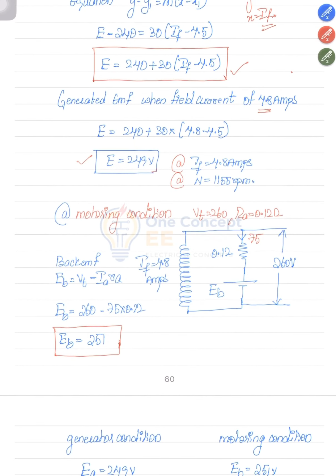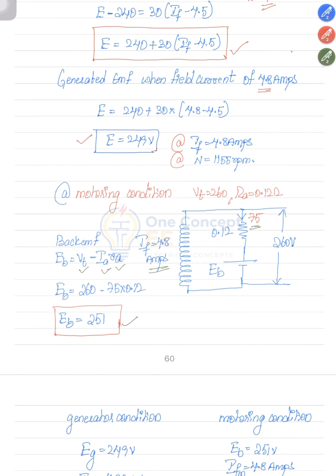Now, if this machine is operating in motoring condition, it is taking an armature current of 75 amps. Here it is taking an armature current of 75 amps and a field current of 4.8 amps. We already know we can find the back EMF, Eb equal to Vt minus Ia Ra. The terminal voltage is 260 volts, the armature current is 75 amps, and the armature resistance given is 0.12 ohm. If you place all the values here, you get a back EMF of 251 volts.